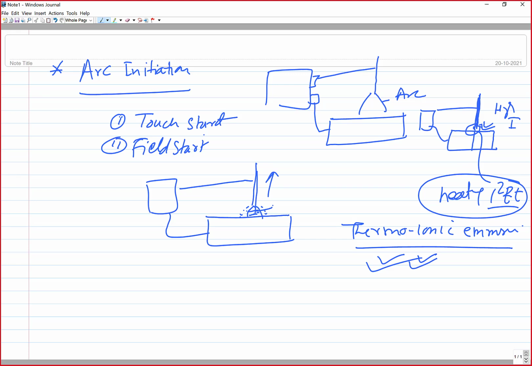This is one method, and it is mostly used in, say, the shielded metal arc welding process. This is also known as the stick electrode welding process. The touch start is very commonly used, but not in all the processes. Also in MIG welding we can use the touch start, and in submerged arc welding also, it can be the touch start.